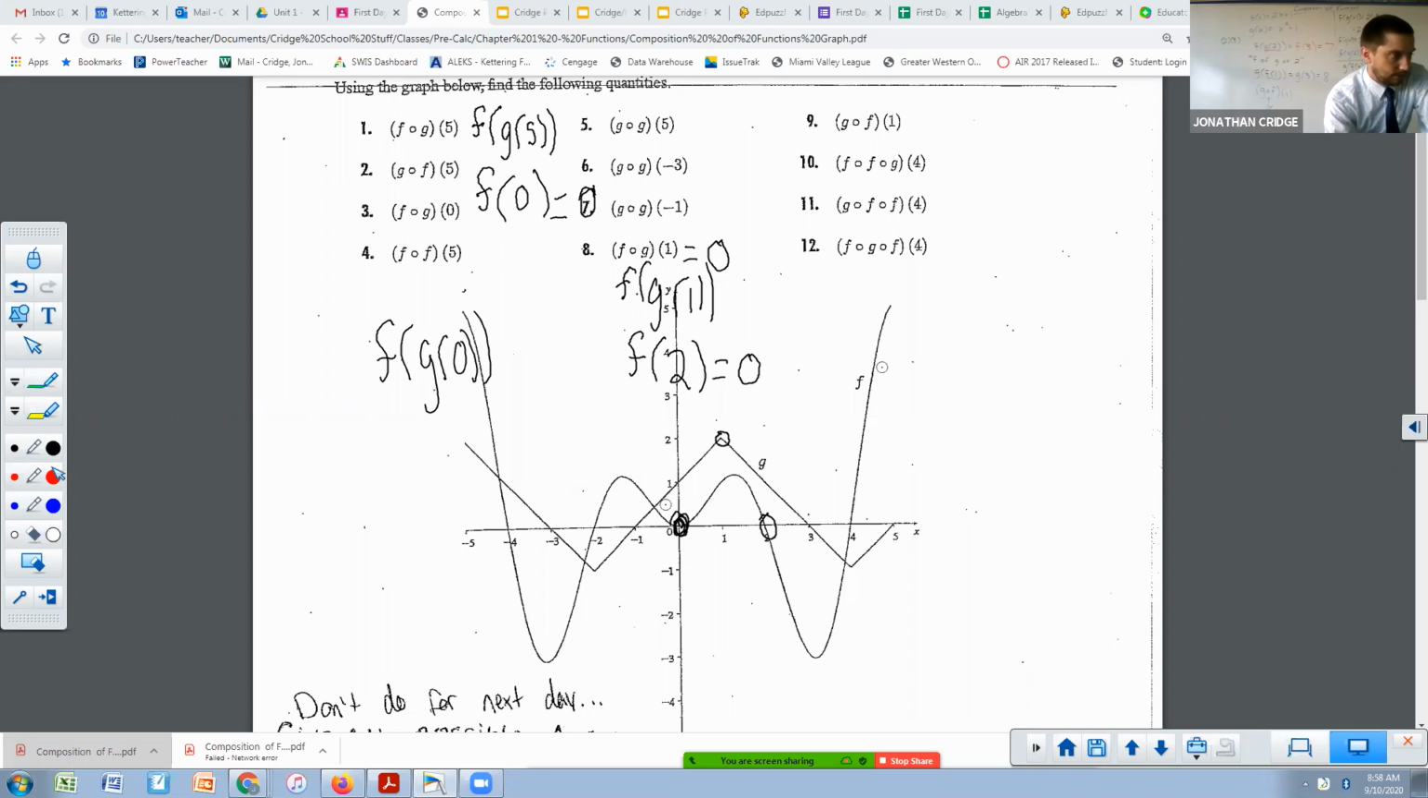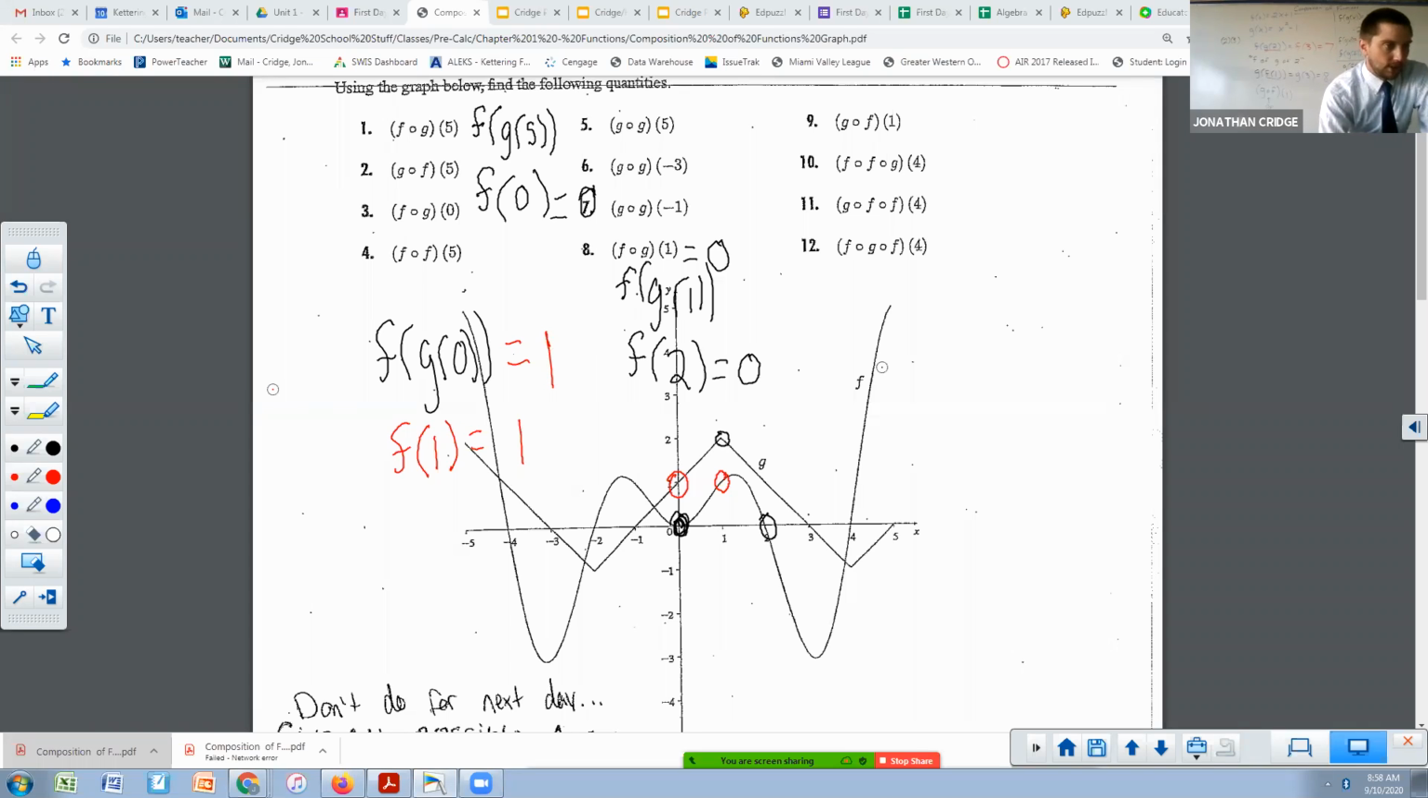Let's try again. All right, so number 3 is F of G of 0. So G of 0 is, G is this pointy one. So when I plug in 0, my output is 1. So now I really want to find F of 1. And F of 1 on our smooth curve here, F of 1 is right here, which is equal to 1. So F of G of 0 is equal to 1.